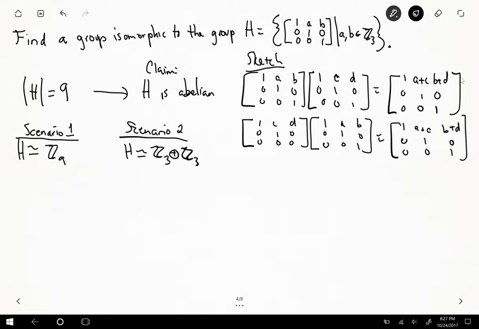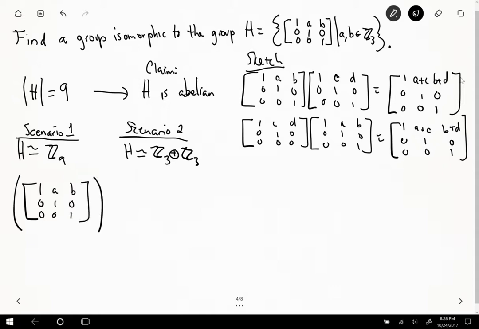Taking a look at this, remember we're dealing with Z3, that's going to come in handy right here. So keeping that in mind, let's write it out. If we look at the matrix 1 A B, 0 1 0, 0 0 1, the thing that we'll look at is, in either scenario, we know we're going to have an element of order 3, right? The question is how you can distinguish which scenario we're falling into: check, is there an element of order 9? Because there is an element of order 9 in scenario 1. In scenario 2 there's not. So if we raise some general matrix in this form, what do we get?